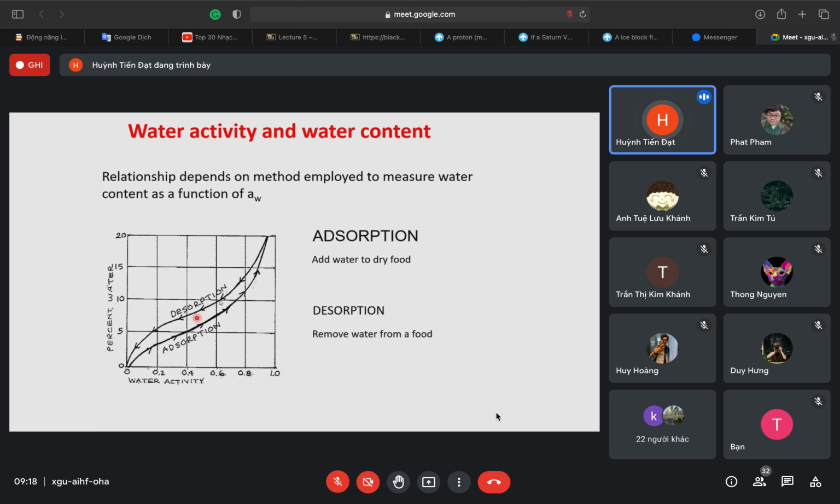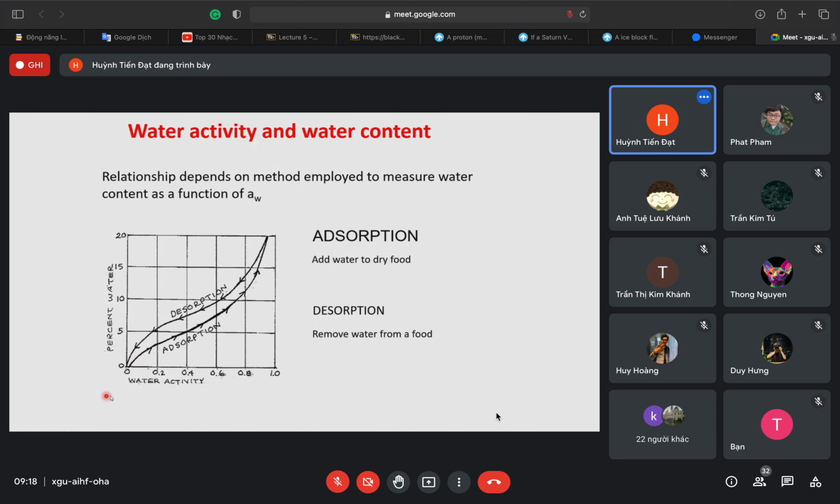We're back on the relationship between water and water activity, water content and water activity. Have a look at the graph here. When you have a food with a certain water activity and you put it in an environment, it can cause absorption or desorption, depending on how much water is inside the food.